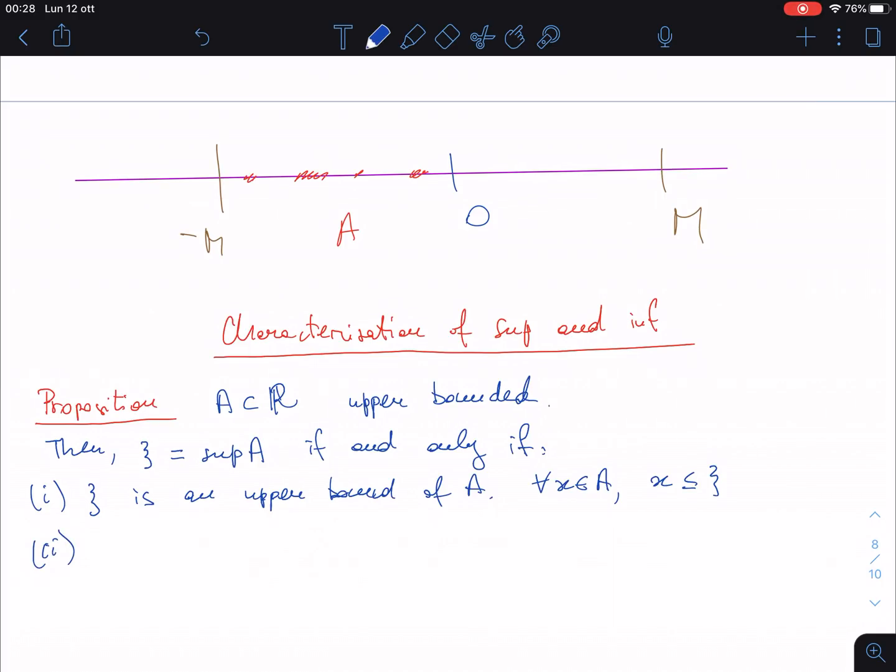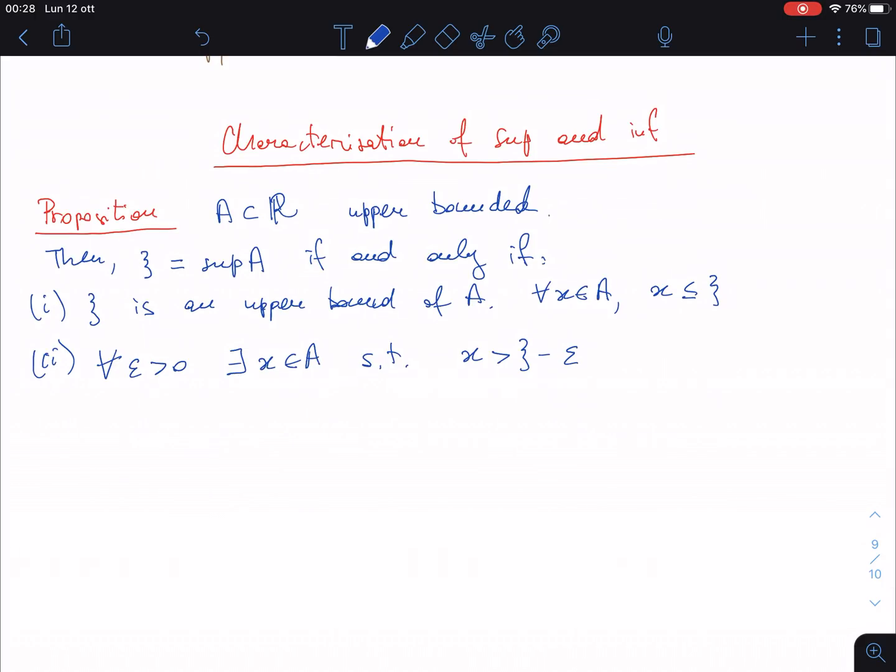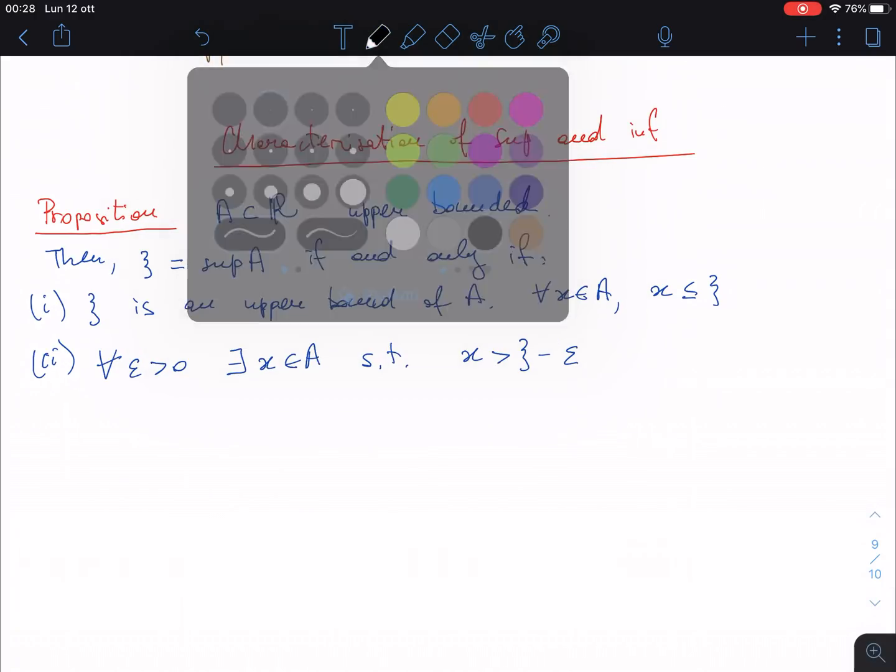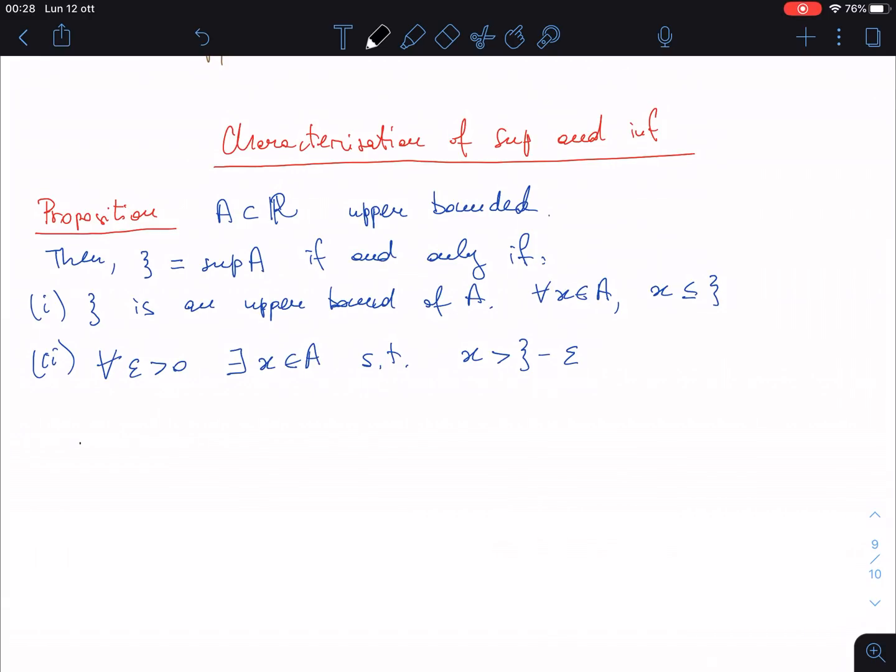is the following. So I write it here and then I will explain. For every epsilon larger than 0, there exists an x in A such that x is strictly larger than psi minus epsilon. This is very important to be understood, so I ask you to stop the video if you don't understand this point.